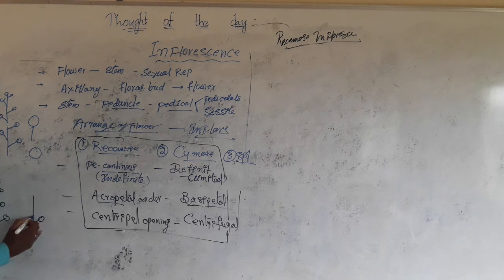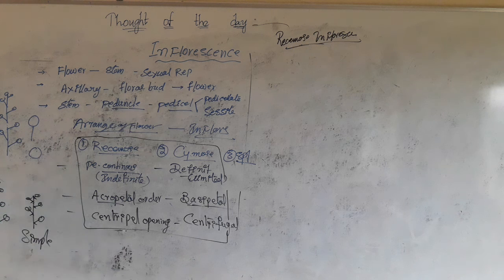Directly flowers are attached with the peduncle like this. Here the peduncle is unbranched, no branches. Such an inflorescence, in which the peduncle is unbranched and the flowers are directly attached to this peduncle, is called a simple type.